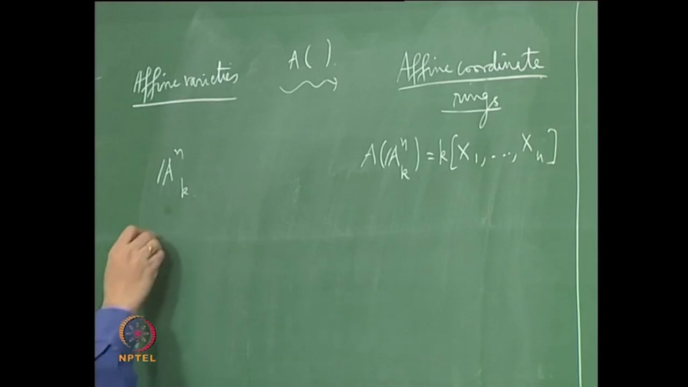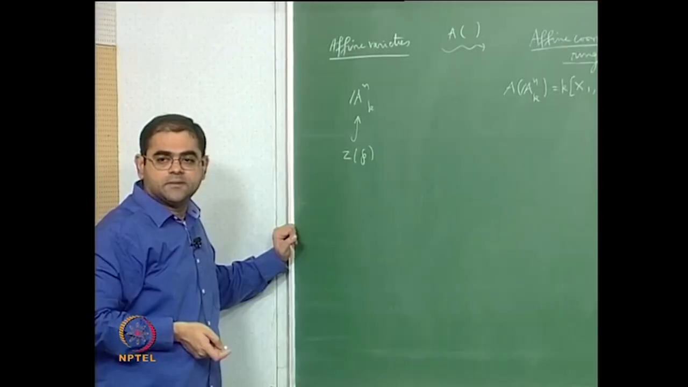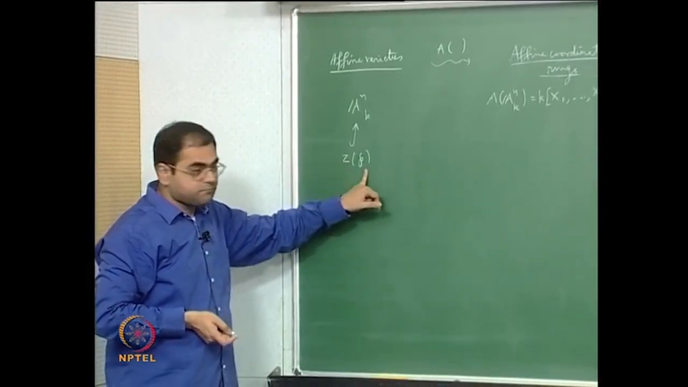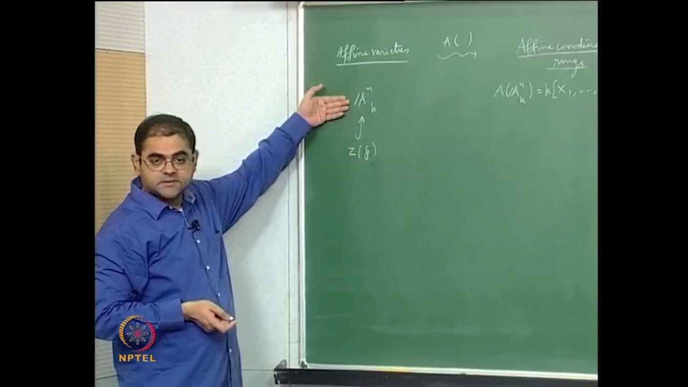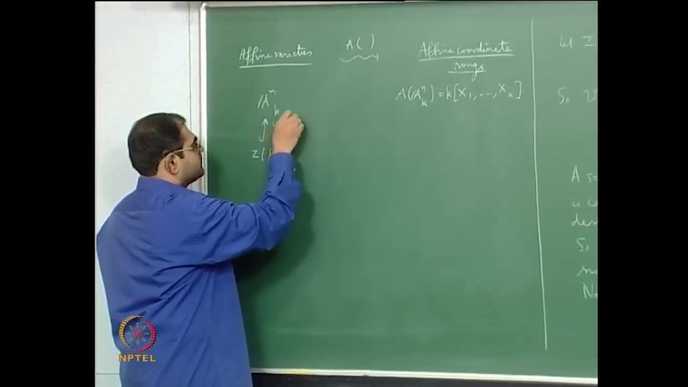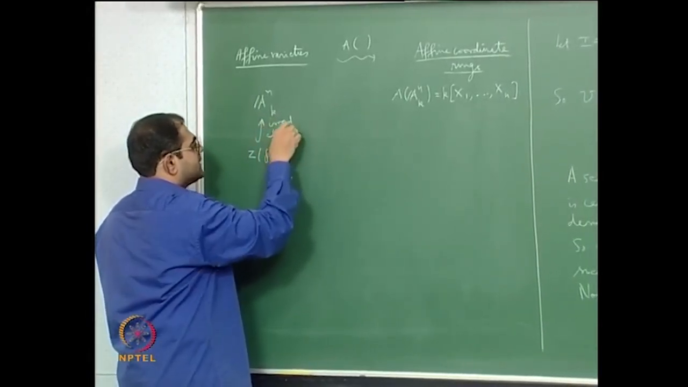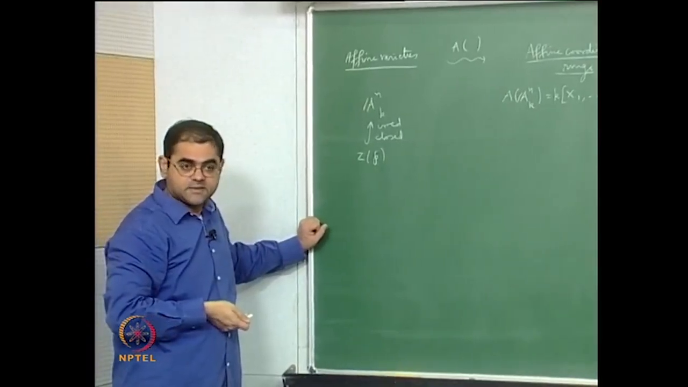And if you give me an irreducible closed subset Z of I, or Z of P for P a prime ideal in the polynomial ring, if you take the zero set of P, that will give me an irreducible closed subset of A^n. So this is an irreducible closed subset, and we call such an irreducible closed subset an affine variety, an irreducible closed subset of some A^n.